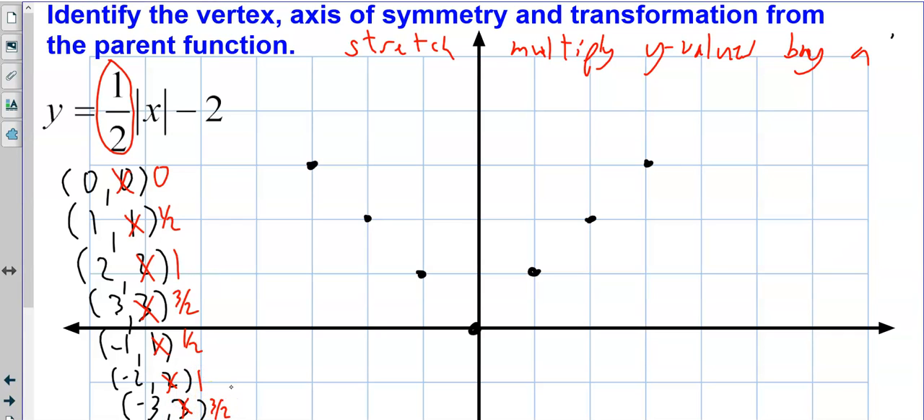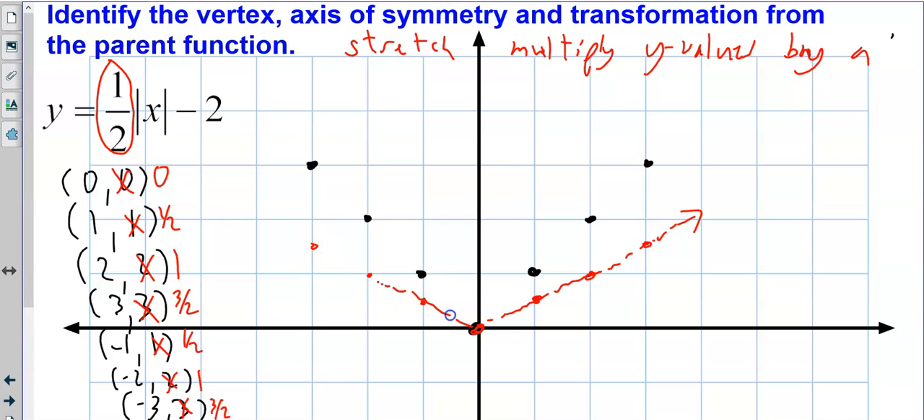Okay, so I'm going to plot all those points now. 0, 0 actually stays in the same spot, but the y values of these points are now cut in half. It was 1, 1, now it's 1, 1/2. It was 2, 2, now it's 2, 1. It was 3, 3, now it's 3, 1.5. And this part of the graph, if I drew a dotted line there, is not the final graph. Looks like that. Over on this side, similar things. We're going to plot those 3 points.